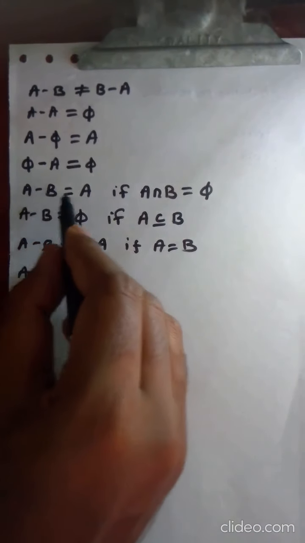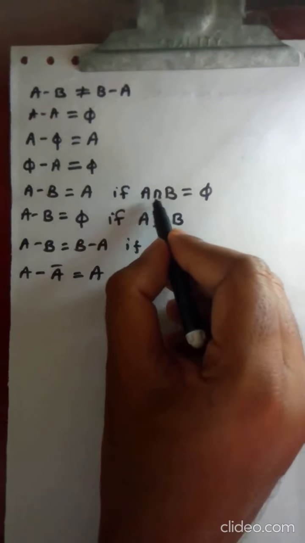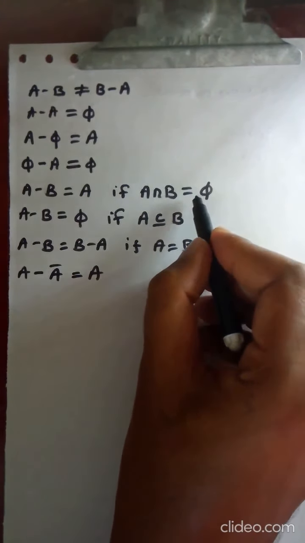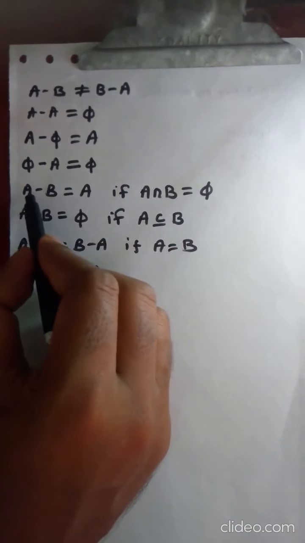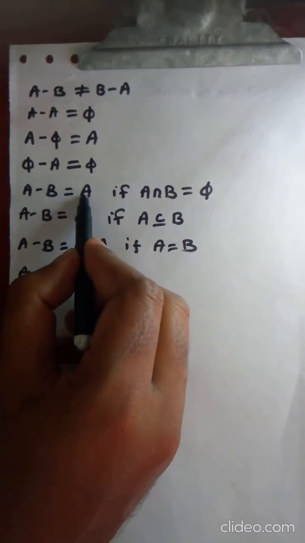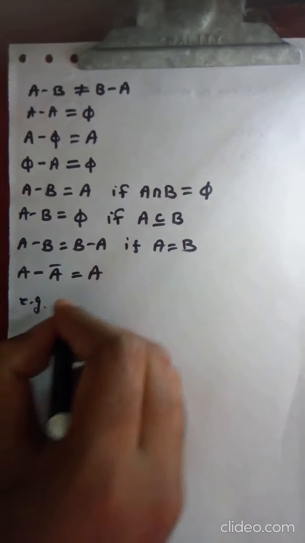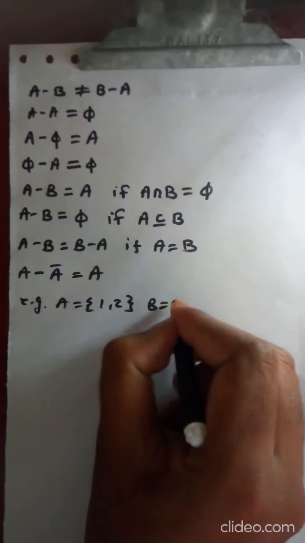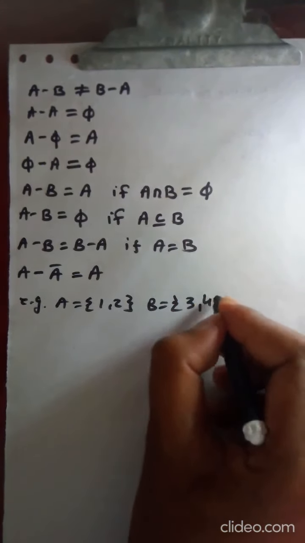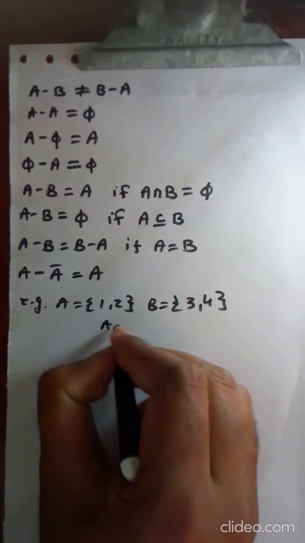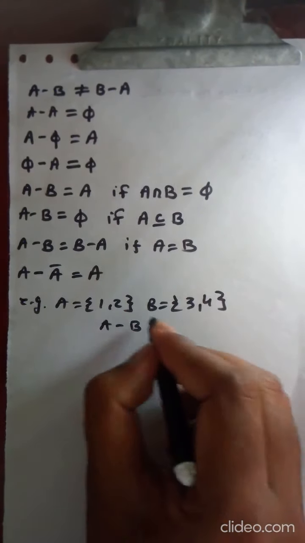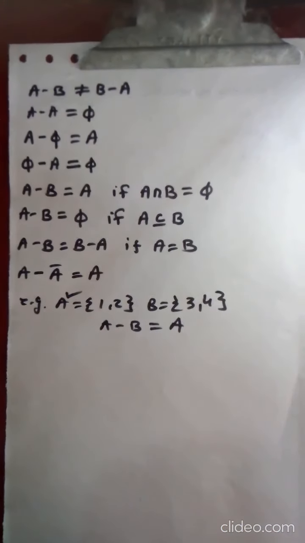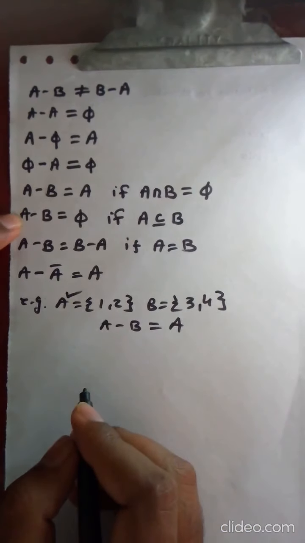A minus B is equal to A if A intersection B is equal to phi, or null, which means if there is no element common in both sets, then the output is the same set. For example, consider A is equal to {1, 2} and B is equal to {3, 4}. Then in that case A minus B is which set? Set A as it is, right?